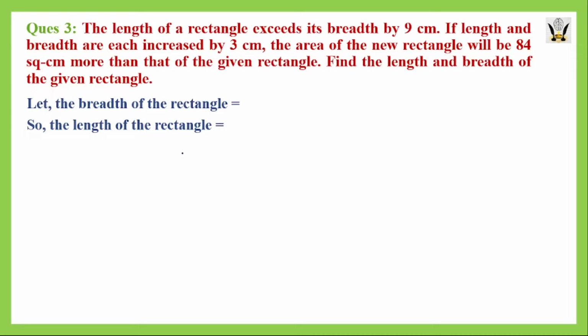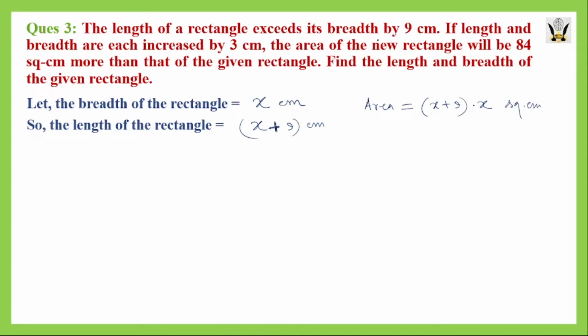So if we assume that the breadth of the rectangle is x centimeter, and the length is 9 centimeter more, then the length of the rectangle will be x plus 9 centimeter. And if it is so, then what will be the area of that rectangle? We know that it is length multiplied by breadth, and that much square centimeter.